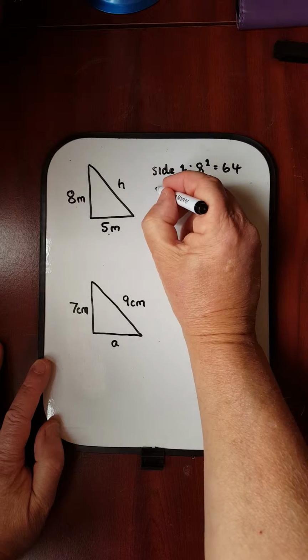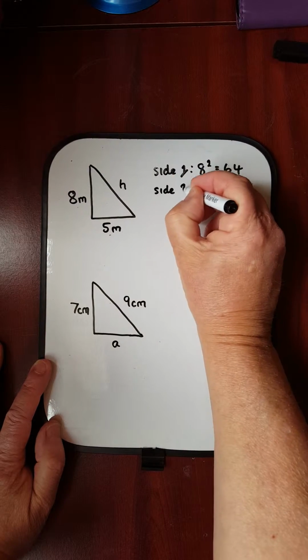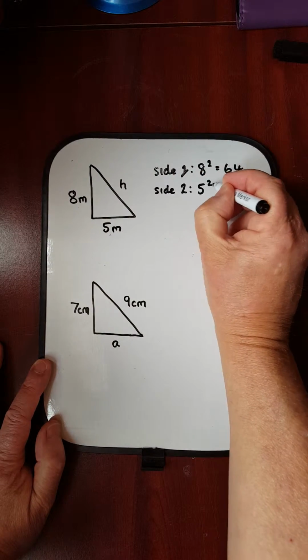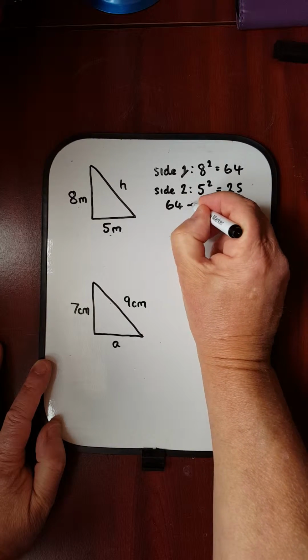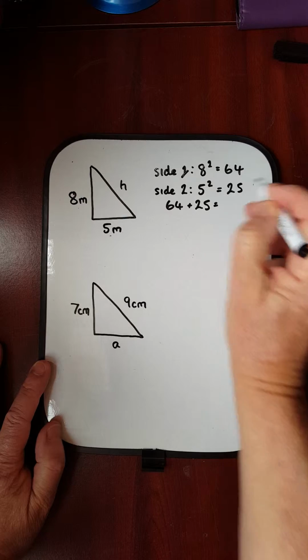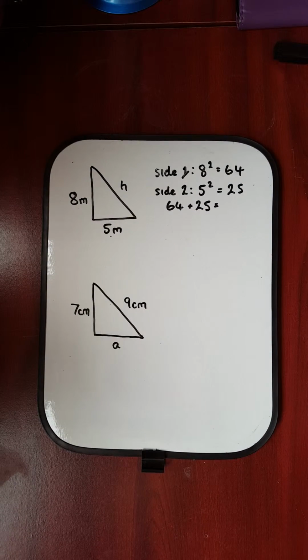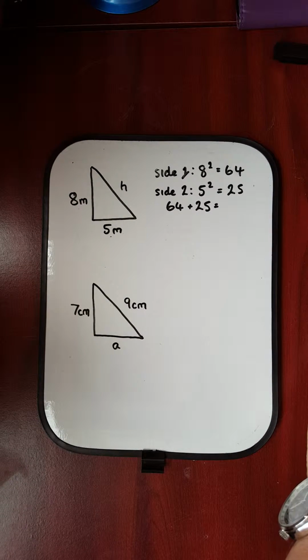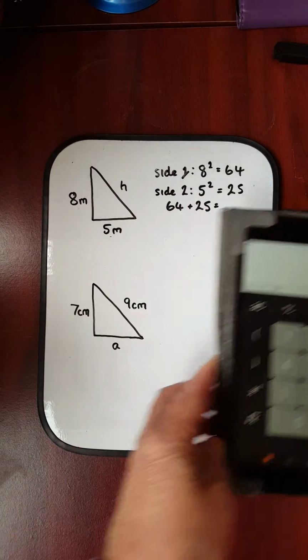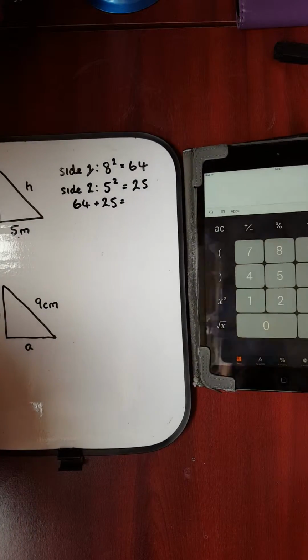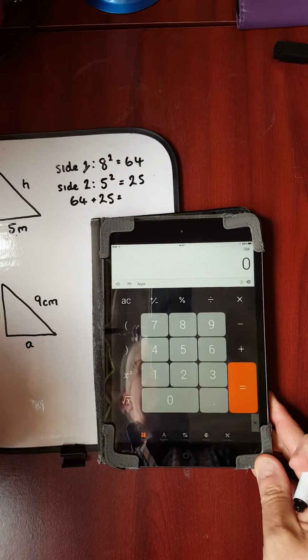Okay, 8 times 8. Side 2 is 5. 5 times 5, 5 squared makes 25. Now, from this point on, I'm going to just use a calculator to make sure that you're seeing exactly what's happening with it. So let's just pop a calculator over here that we can see it well enough.